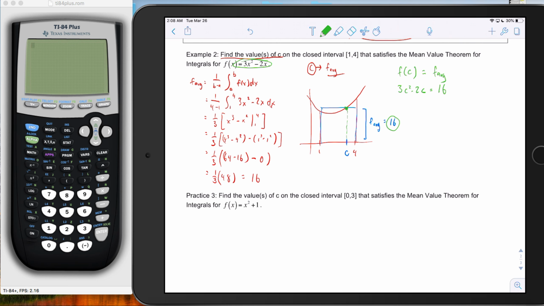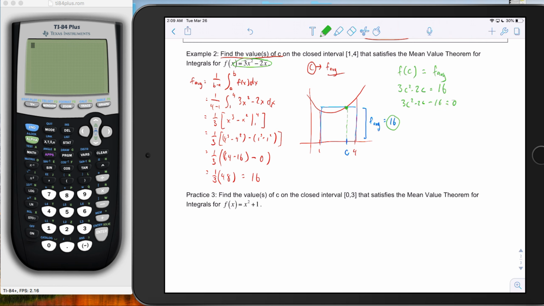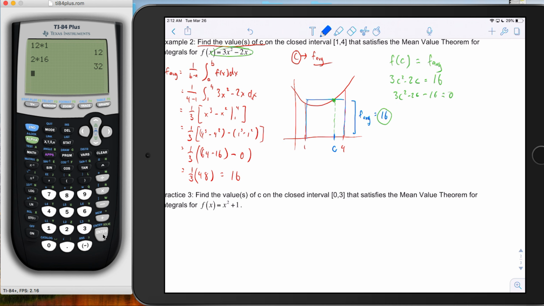And so there's a couple ways to do this. We can use the quadratic formula, or we can factor, I believe. So 3c squared minus 2c minus 16 is equal to 0. Basically, when you factor this, it turns into 3c minus 8 and c plus 2. We can work on the factoring another time. And so when we solve it, we get c is equal to 8/3 and negative 2.